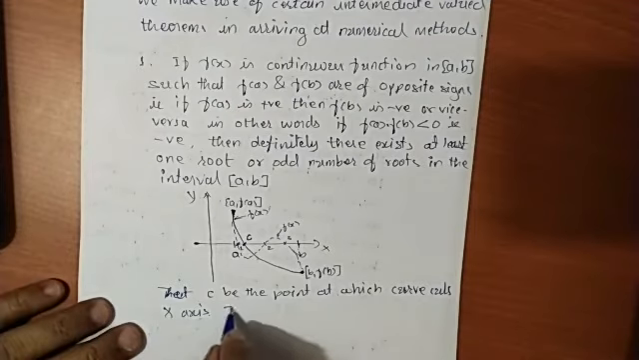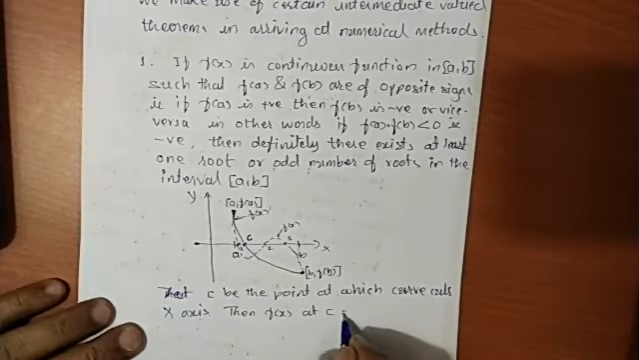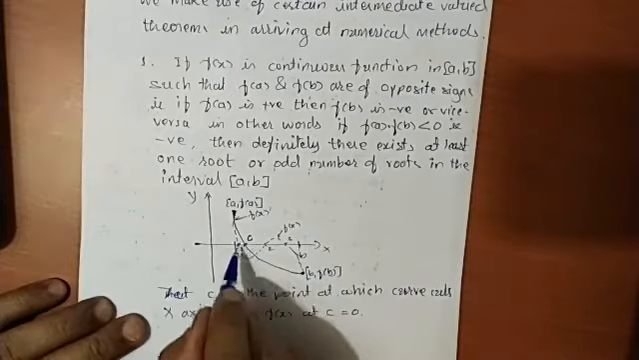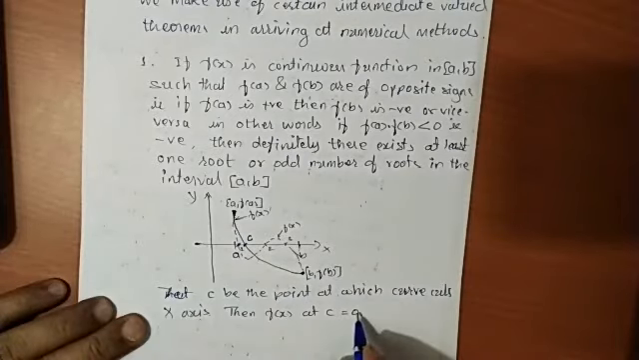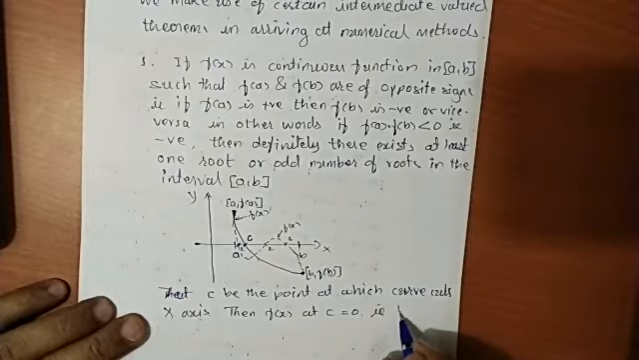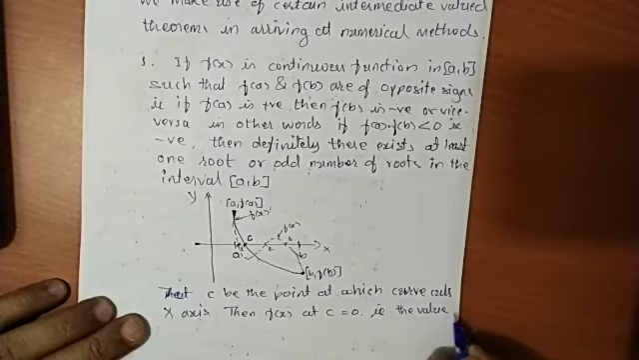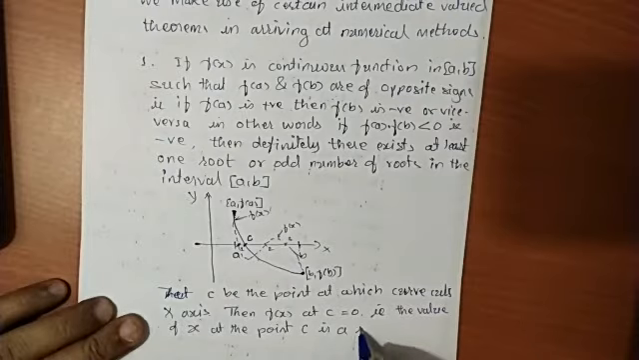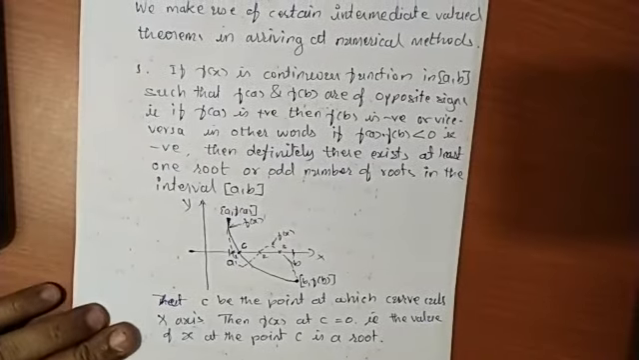At c, what is f of x at c? It is equal to 0. Why? Because it cuts the x-axis. So on the x-axis, the y value is 0. I considered y equal to f of x as a function. So at c, f of x is equal to 0. Then f of x at c is equal to 0. That is, the value of x at the point c is a root. So this is my first intermediate value theorem, right?